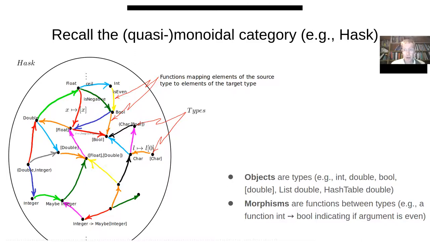In general, our abstractions are approximations, and this is no exception, but it's a very useful approximation. Within this context, just to remind us, objects are types, and morphisms are mappings between types, namely functions between types. So we might have, for example, int as one object, bool as another object, and we'll have the isEven function as one of the morphisms between them. Given an int, it will indicate whether or not it's even: true if it's even, false otherwise.